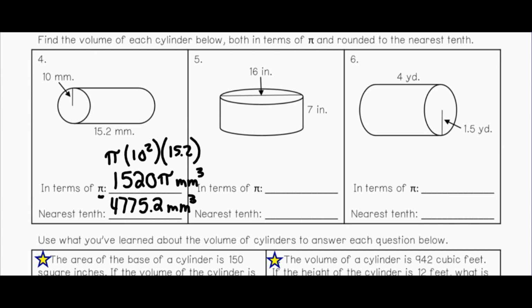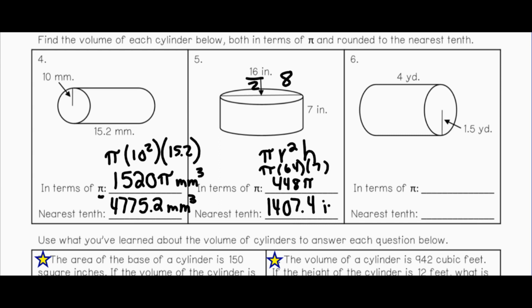For number 5, in terms of pi, you have pi times the radius squared times height. Our radius is not given to us, it's the diameter. So take half of 16, which is 8. So we have pi times 64, because 8 squared is 64, times 7. So you're going to do 64 times 7 in your calculator. And in terms of pi, it's 448 times pi. From 448, you're going to take that and multiply it by pi. And you're going to get 1,407.4 inches cubed.